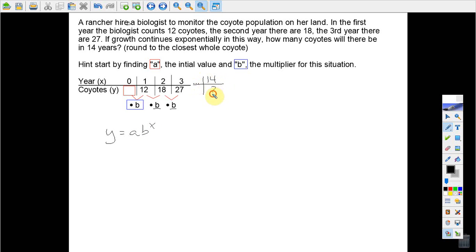How many coyotes do we have in that population? All right, guys, do that.